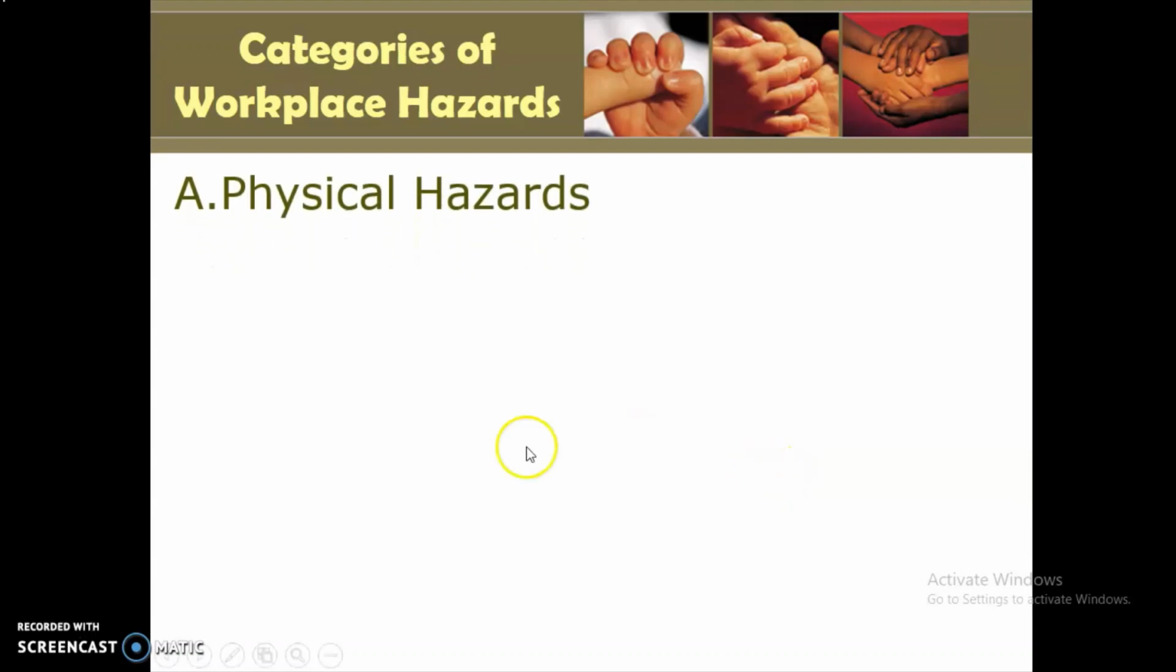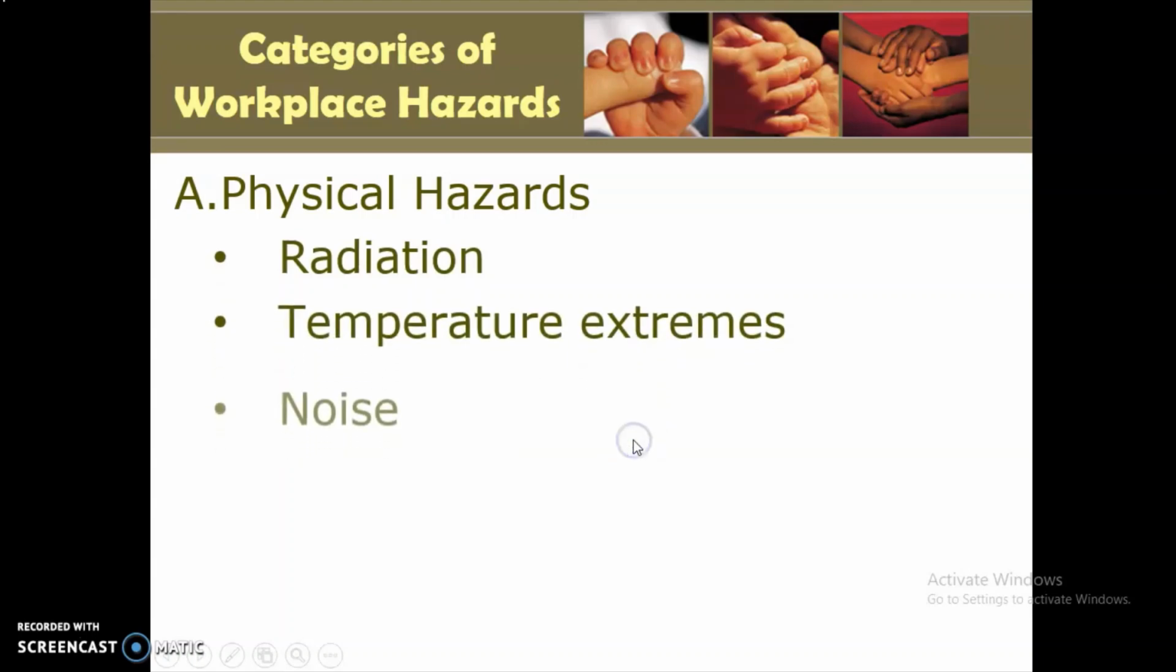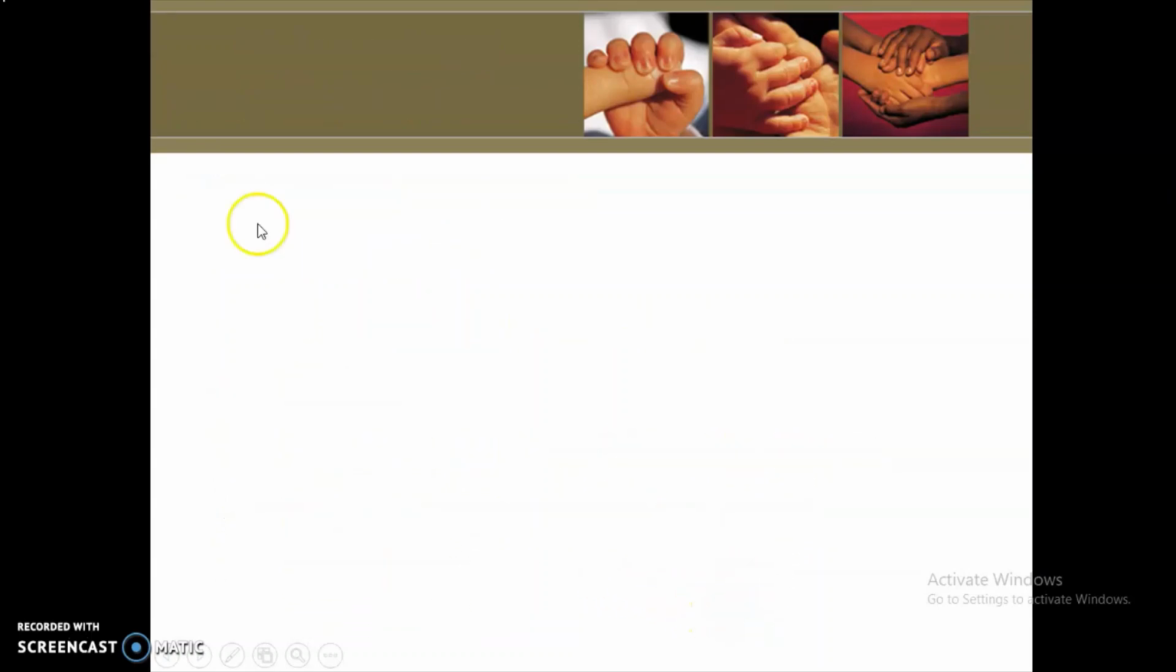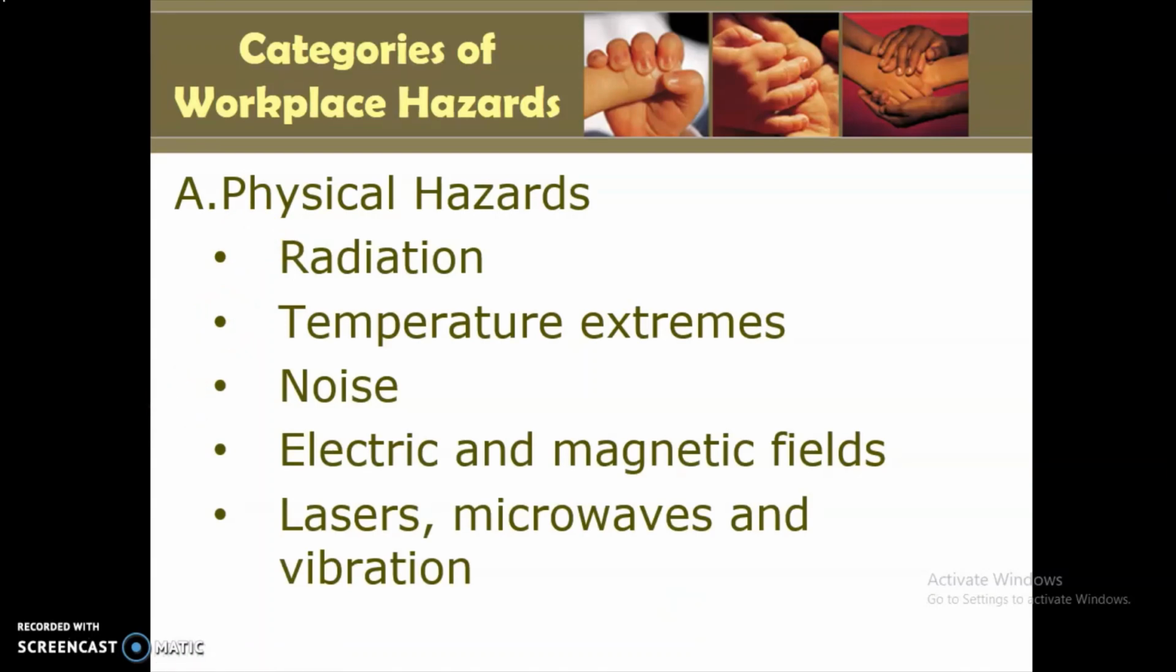When we talk about physical hazards, this refers now to the following, such as radiation, extreme temperatures, noise, electric and magnetic fields, lasers, microwaves, and vibrations. So if you are working in a company where there is a possible exposure to these categories of physical hazards, such as radiation, extreme temperature, electric and magnetic fields, laser, microwaves, and vibration, as the company's occupational nurse, you have to gain knowledge about these conditions or situations. What are the possible incidents or accidents, or health related issues that may develop due to exposure to these physical hazards.